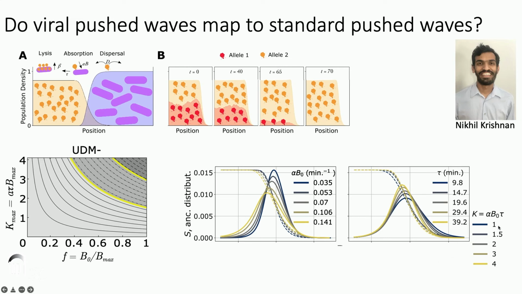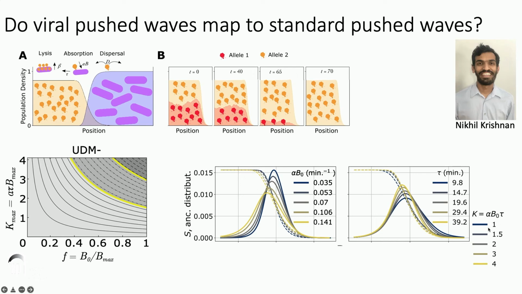If you look at this parameter k, which is this product alpha b naught tau, which should be the cooperativity parameter, as you increase it, and you look at the ancestral distribution, this bell shape, this is the probability that the individual that eventually fixed came from that position some time before. In a push wave it should look like a bell shape. So indeed, what you find is that if you increase k, in general this bell shifts towards the bulk of the wave, so it shifts towards the left, which is good.